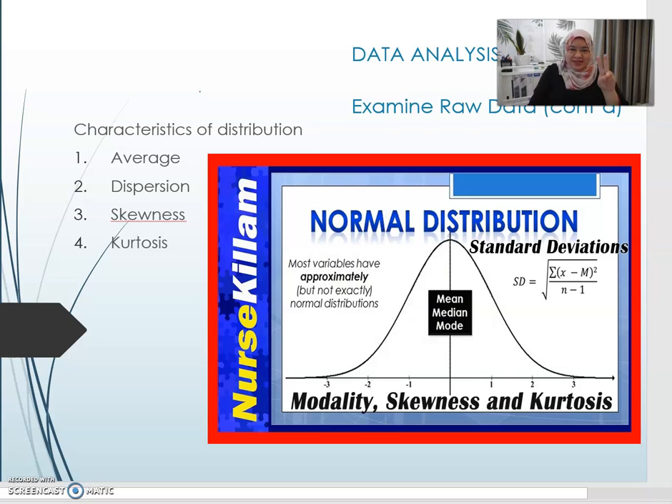Welcome to part 2 of topic 7, which is data analysis. So for this part 2, we'll be looking at the characteristics of distribution in terms of what is average, dispersion, skewness of data, and kurtosis of data. So basically this is the basic normal distribution data, or what we call a bell curve.